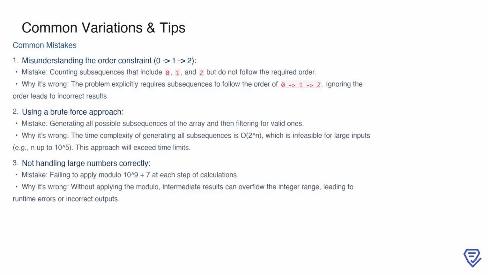Another mistake is relying on a brute force approach to generate all possible subsequences and filtering out the valid ones. This is highly inefficient because the time complexity of generating all subsequences is O(2^n), which is computationally prohibitive for large input sizes, such as n up to 100,000. Lastly, failing to handle large numbers properly is another common pitfall. The problem requires you to apply modulo 10^9 + 7 at every step of calculation.